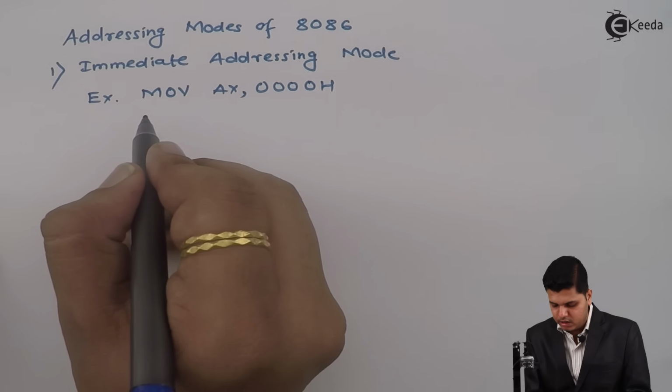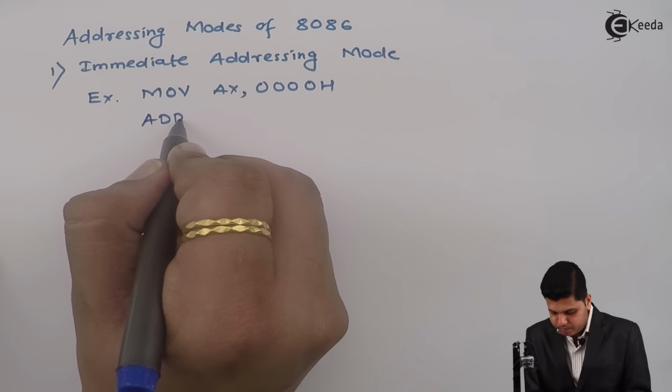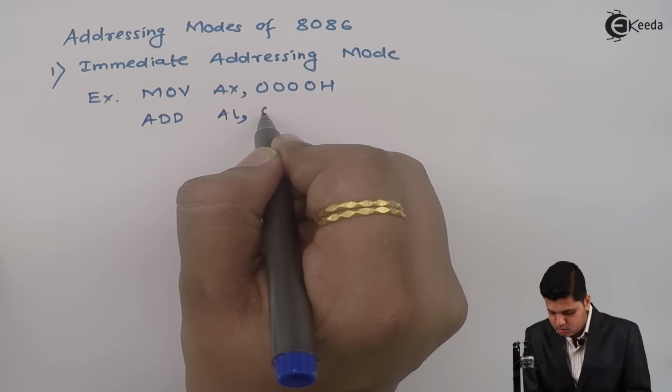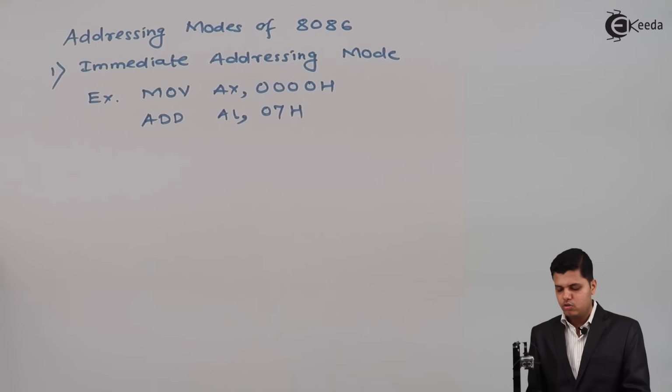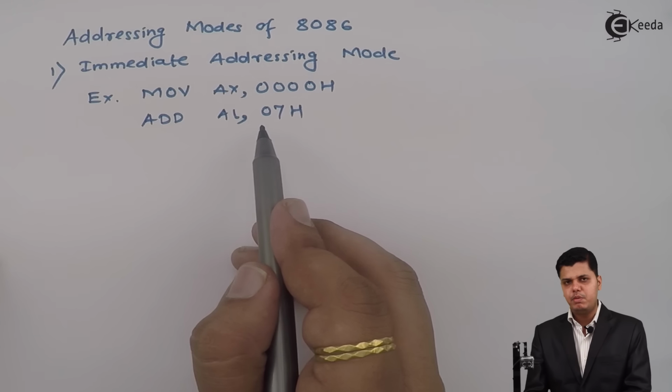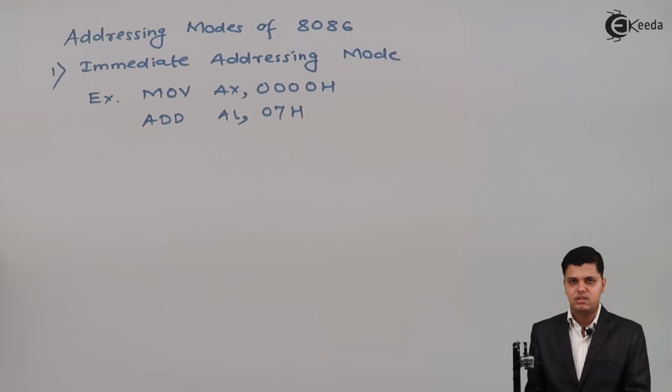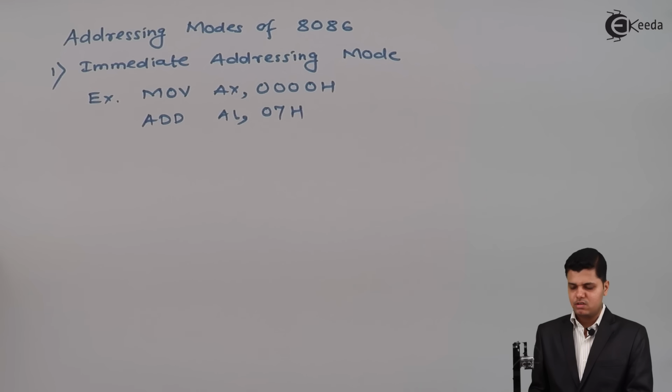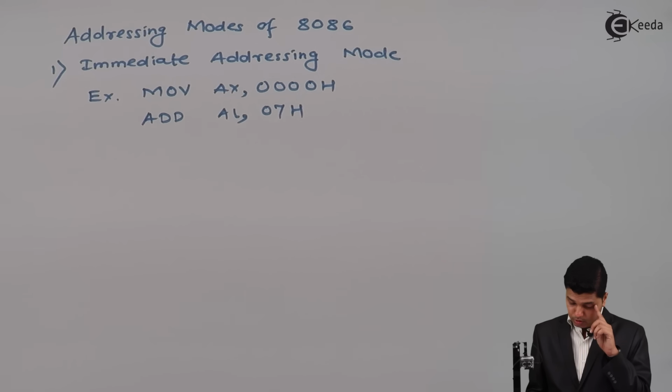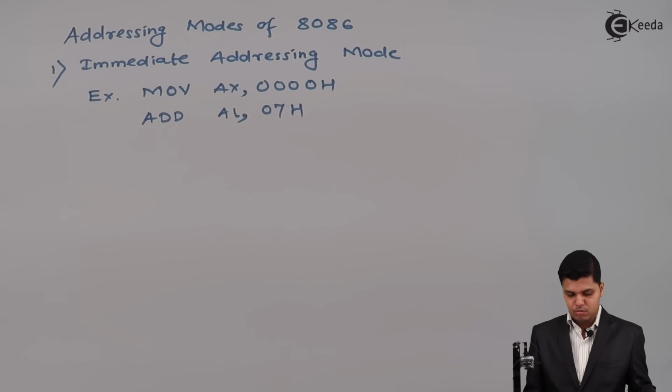Like that we can write a number of instructions, for example ADD AL, 07. In this case we have taken an 8-bit operand. In the first case we have taken a 16-bit operand. Depending upon the instruction and the operation which we have to perform, different instructions can be written for the immediate addressing mode.